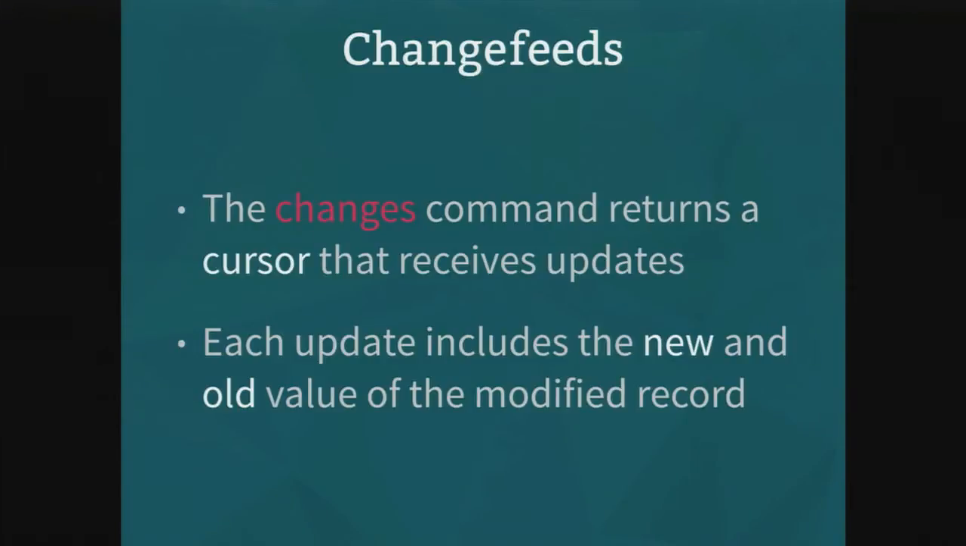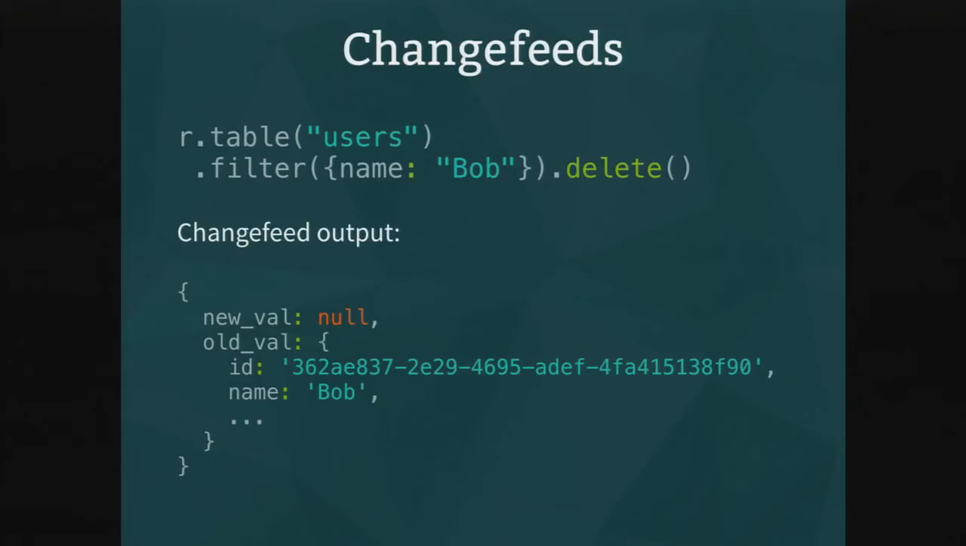As I said, the changes command returns a cursor that you can iterate over. And in each update, you get the old value and you get the new value. So let's say you have a user, and you've got information about that user, like what their office number is, and you change that office number. You'll get two versions of the record, the old one and the new one. That way you can compare and diff and see exactly what's changed.